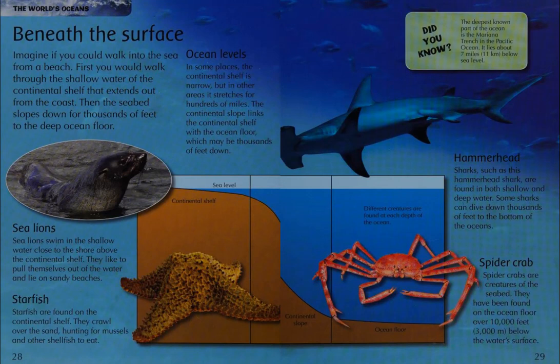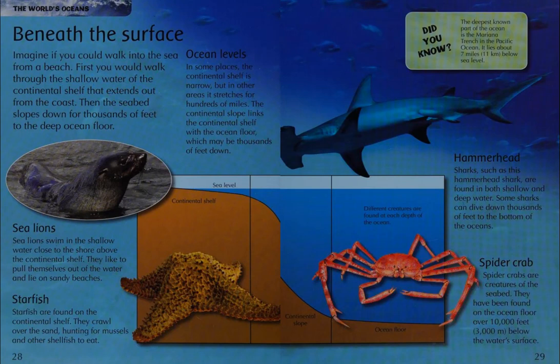Ocean levels. In some places, the continental shelf is narrow, but in other areas it stretches for hundreds of miles. The continental slope links the continental shelf with the ocean floor, which may be thousands of feet down. Sea level. Continental shelf. Continental slope. Ocean floor. Different creatures are found at each depth of the ocean. Sea lions.